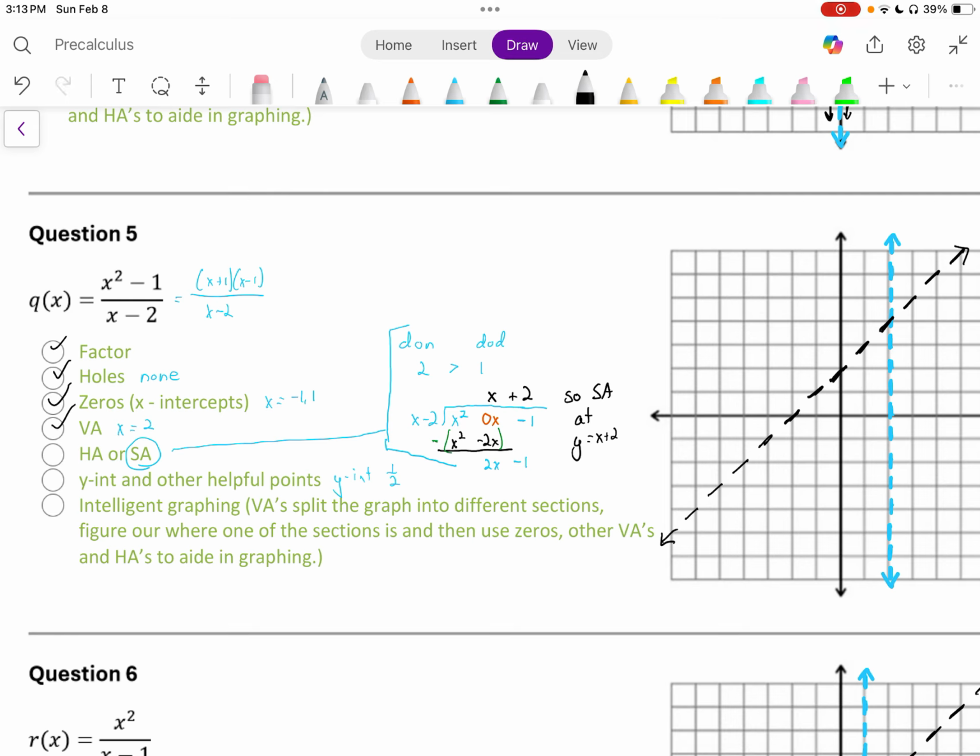We can just go ahead and start putting those on here. So the zeros, there's a 0 at negative 1, and 0 at positive 1. Vertical asymptote is there at x equals 2. And then we have a horizontal or slant asymptote. We look at the degree of the numerator compared to the degree of the denominator. Degree of the numerator is 2. Denominator is 1. That means we have a slant asymptote, so we do long division.